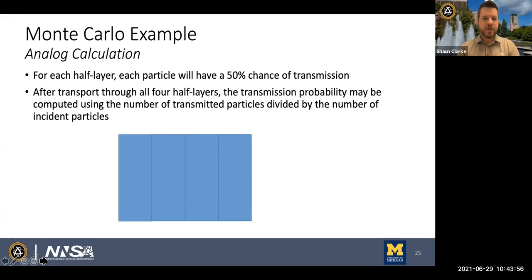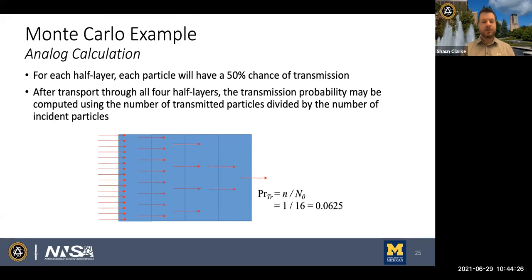So we're going to consider this situation where we have a slab of material that's 4 half layers thick, meaning that each of these pieces is thick enough that half of the incident radiation is stopped. Or in other words, every particle that enters that slab has a 50% chance of transmitting through the other side of that slab. So if there's 4 consecutive slabs, we can easily compute the total transmission probability as 1/2 times 1/2 times 1/2 times 1/2, or 1/16, or 6.25% is our transmission probability.